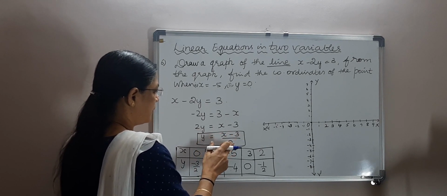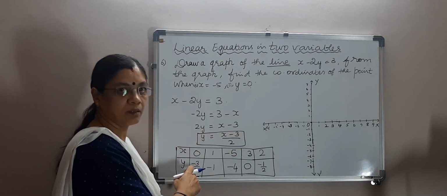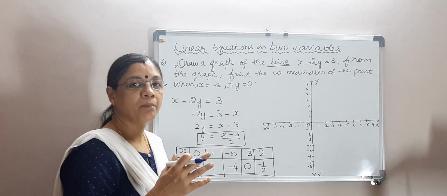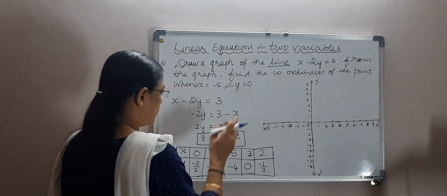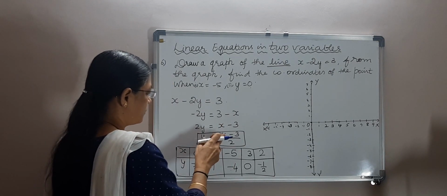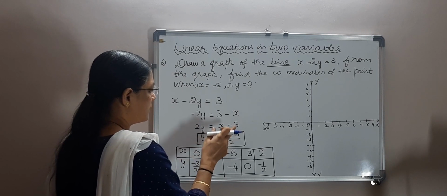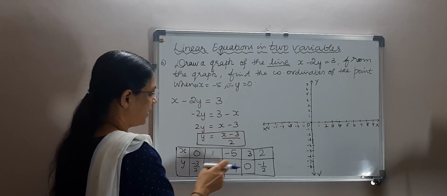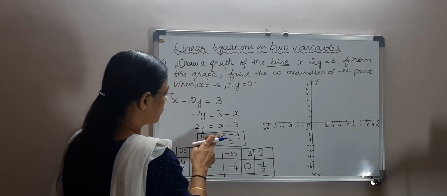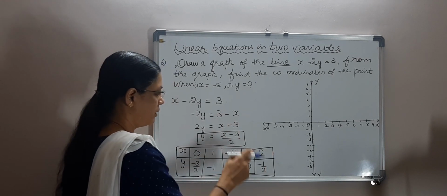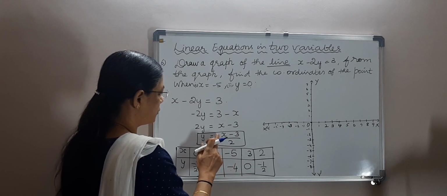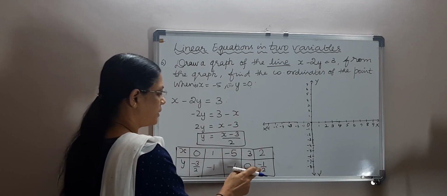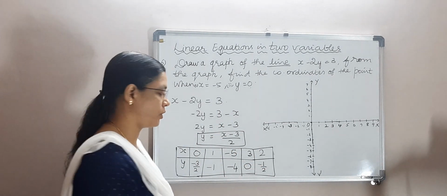So 0 minus 3 divided by 2 is minus 3 by 2. So minus 3 by 2 is minus 1.5, in between 1 and 2. Next, when I substitute 1 here, 1 minus 3 is minus 2. So minus 2 divided by 2 is minus 1. Next, I have substituted 2. So 2 minus 3 is minus 1, and minus 1 divided by 2 is minus 1 by 2, which is your y point.